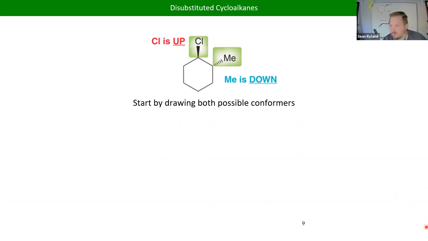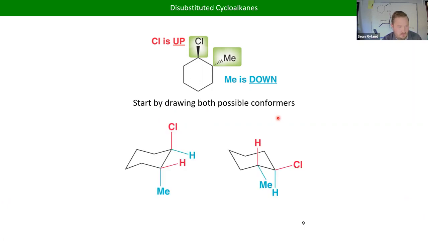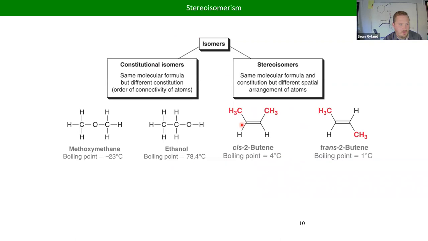All right, and that's more or less what we get. This is the first one we drew, which has the chlorine and the methyl in the axial position. And then when it does the chair flip, we wind up with the methyl pointing towards us now, chlorine pointing away from the ring. So both of them are in the equatorial.